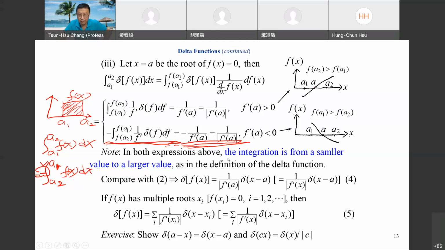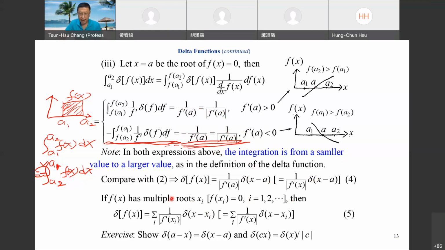In both expressions above, the integration is from a smaller value to a larger value, as in the definition of the delta function, from smaller to larger. Therefore, we have a minus sign here. Okay, that's the major difference. So in order to use a shorthand notation, we just write the absolute value. We don't care about positive or negative slope. We just use the absolute value.